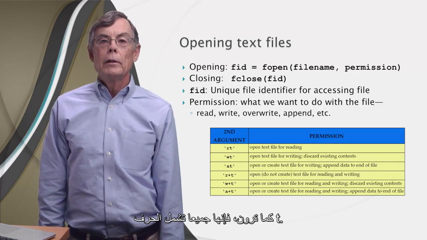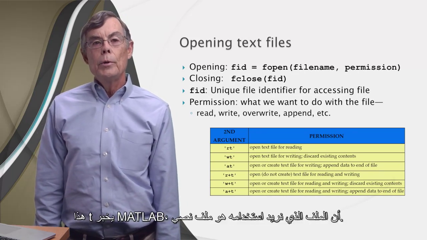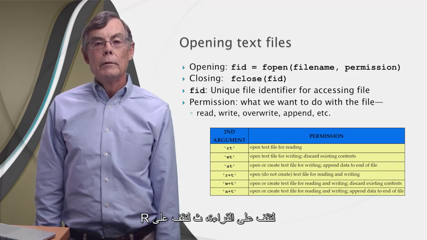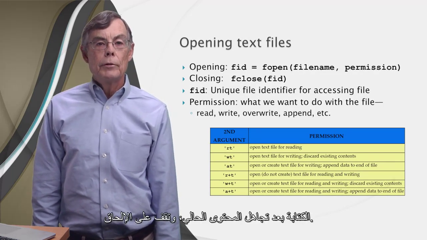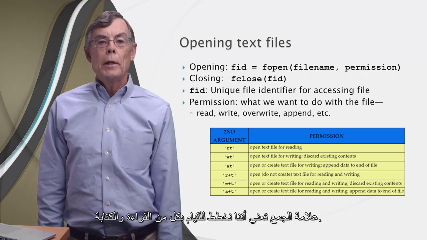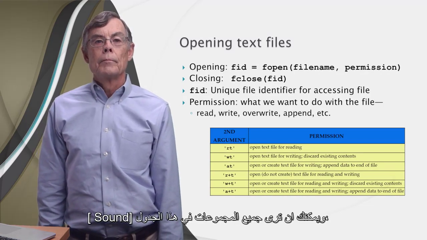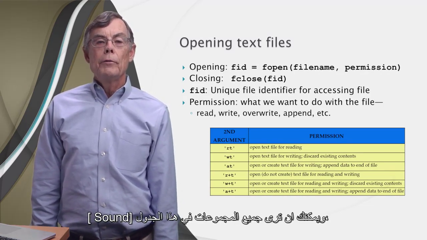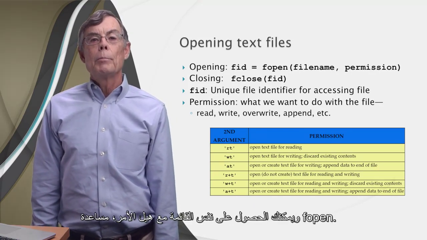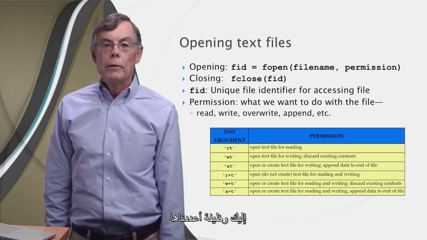As you can see, they all include the character T. This T tells MATLAB that the file we want to use is a text file. R stands for reading, W stands for writing after discarding the current contents, and A stands for appending. The plus sign means we plan to do both read and write. You can see all the combinations in this table, and you can get the same list with the command help fopen. Now let's do some work with text files.